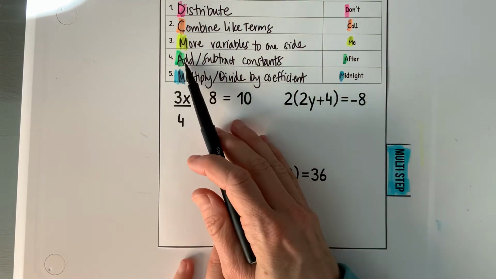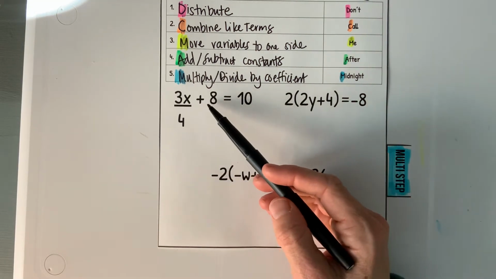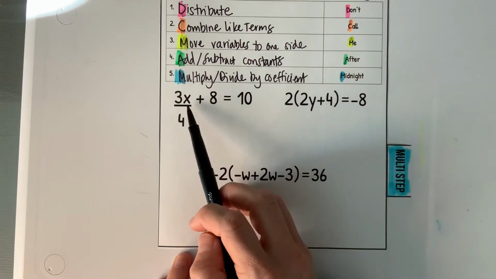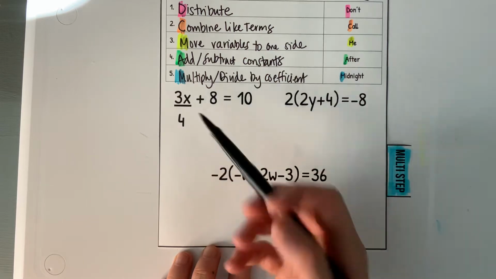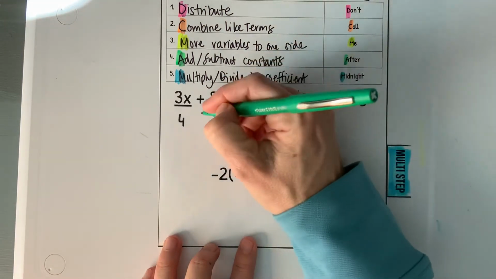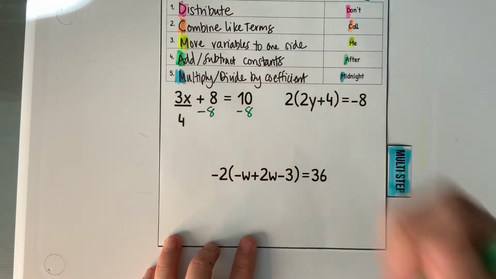And the next one, I add and subtract by the constant. So the constant that I want to eliminate is this plus 8, and I know that because the x is on this side. My goal is to get the pawn by itself. So plus 8, what do I need to do? I need to subtract 8. And what I do to one side, I do to the other.